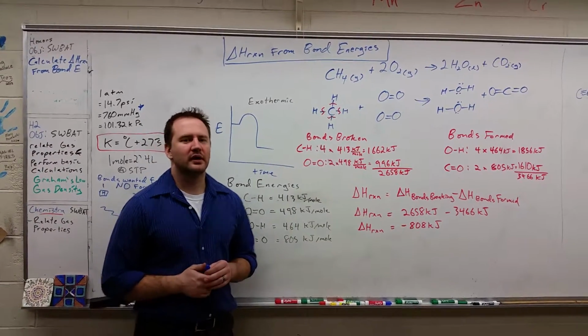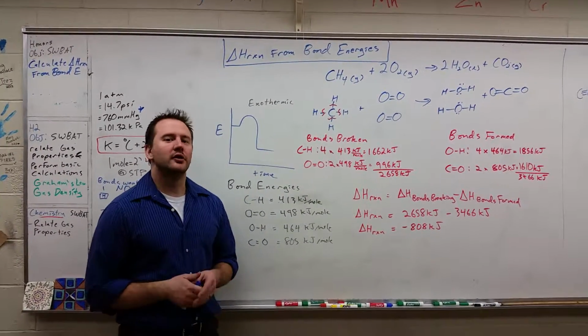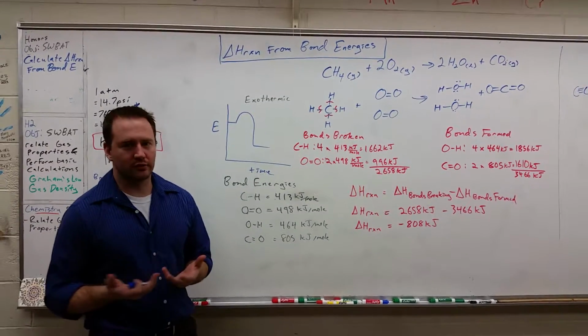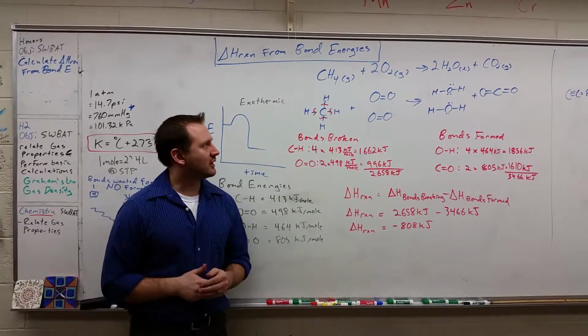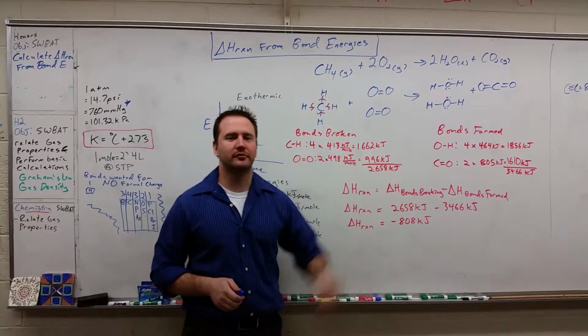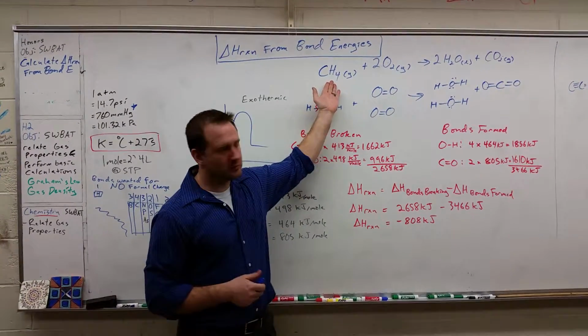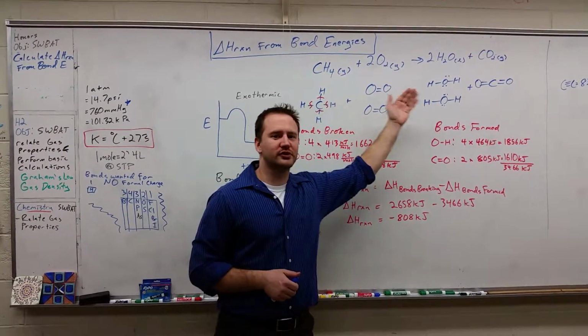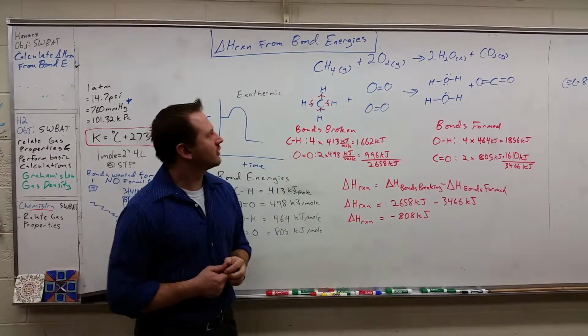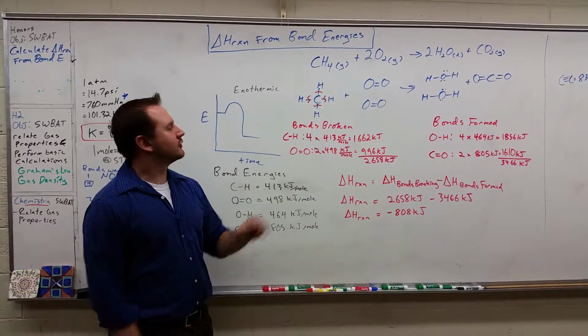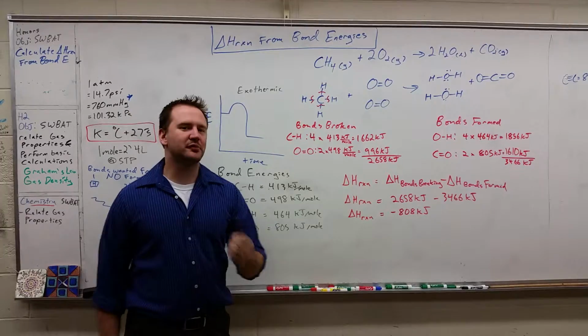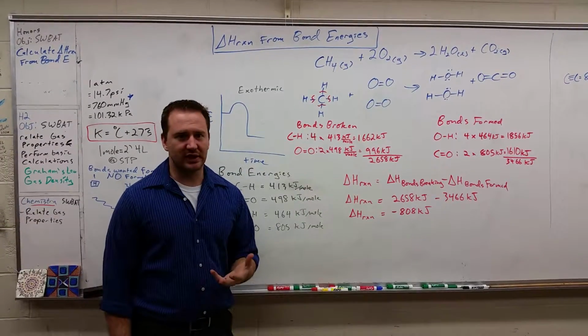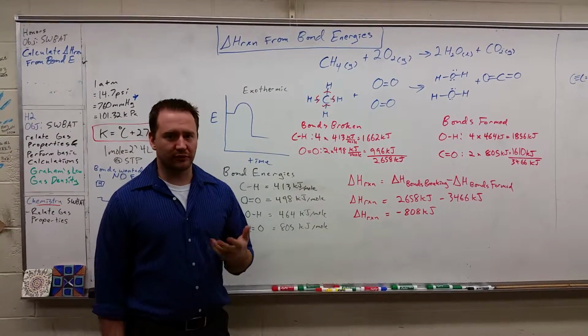Today's lesson, we're going to learn how to calculate the heat of a reaction from the bond energies of the molecules present in the reaction. So the reaction we're going to look at today is the combustion of methane, which is CH4, methane, reacting with oxygen to produce carbon dioxide and water. When we draw the Lewis structures for each of these compounds, it lets us know what type of bonds need to be broken for the reaction to happen and what new bonds are going to be formed during the process.